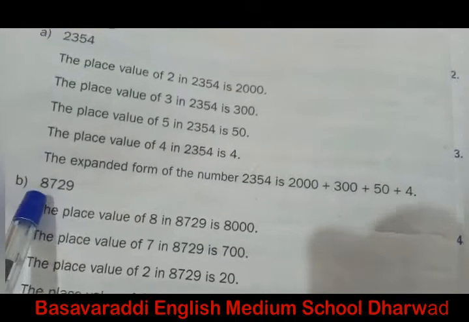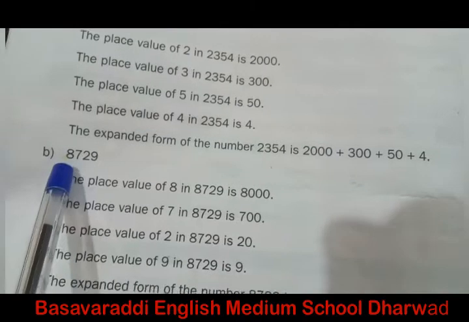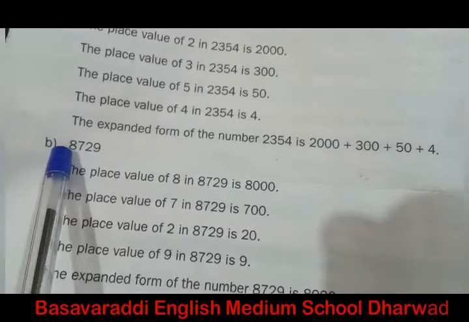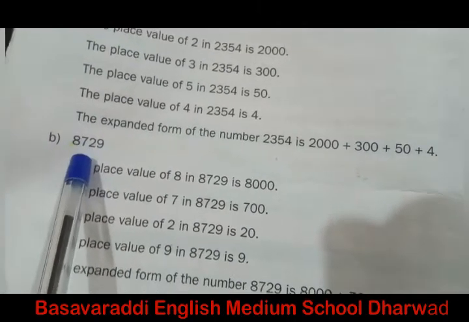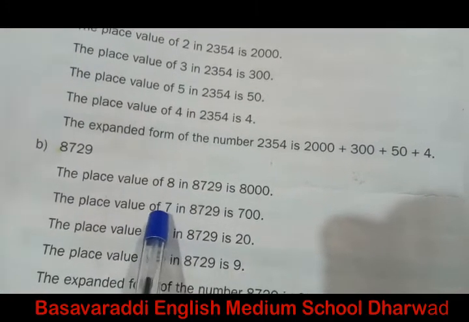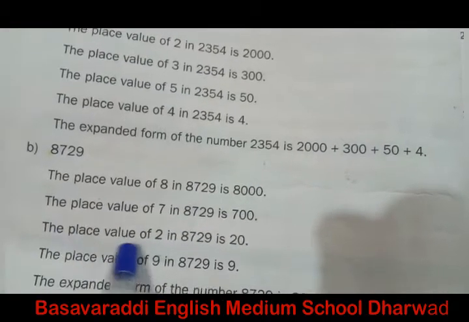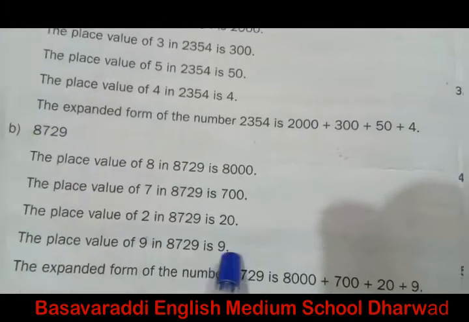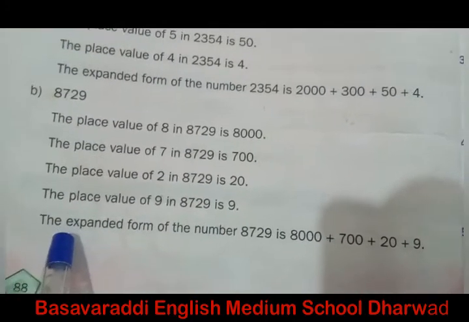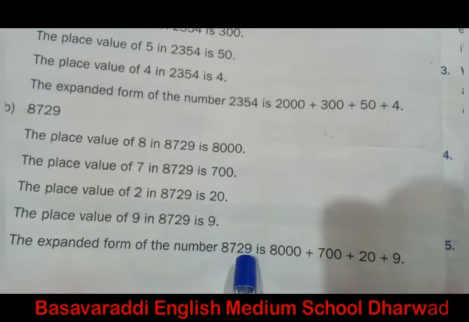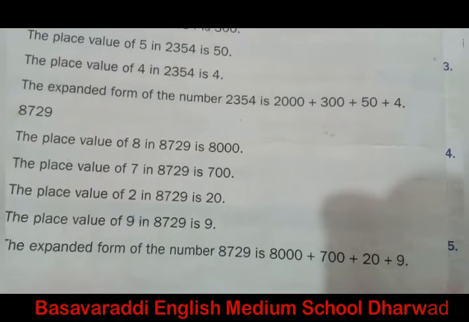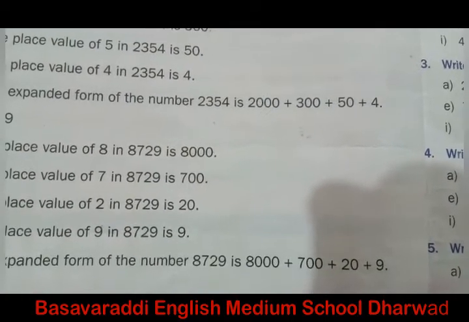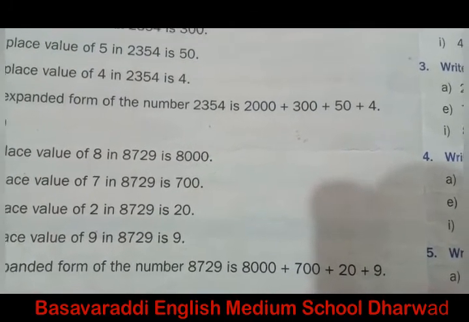Now the second one, 8729. The place value of 8 is 8000, that is the 1000 place. Now the 100 place: the place value of 7 is 700. The place value of 2 is 20. And the place of 9 is the ones place, so 9. How are we expanding? The expanded form of the number 8729 is 8000 plus 700 plus 20 plus 9.